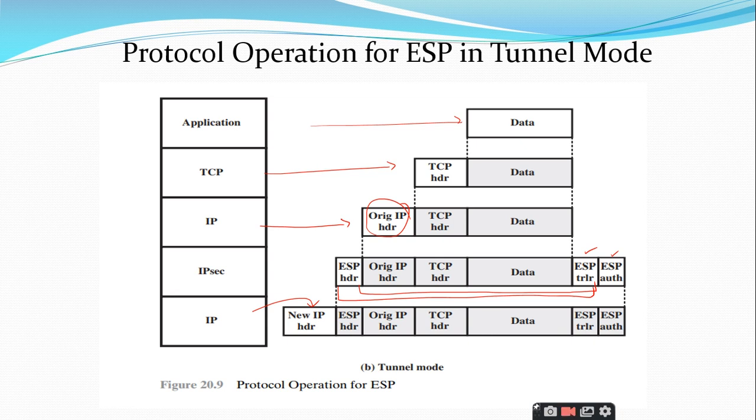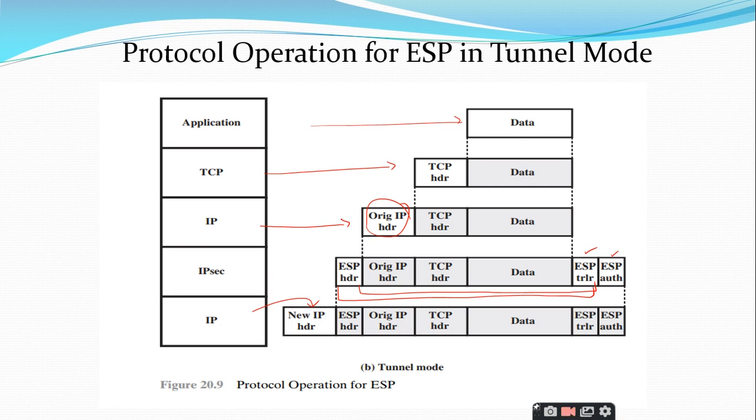IPv4 how it looks, IPv6 how it looks, and once it is processed with ESP, how IPv4 is converted in the transport mode, and how it is converted in the transport mode with respect to IPv6. Everything is discussed. And again the same thing, how IPv4 is converted in the tunnel mode and how IPv6 is converted in the tunnel mode. We have seen the transport mode operations with different examples.